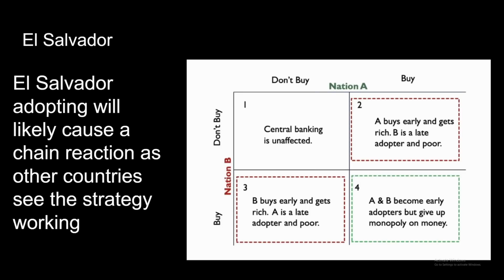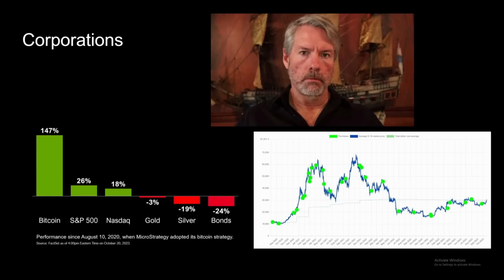Or the third option, which is both nations adopt early, and that would potentially be giving up their monopoly on the money, but overall, because they're adopting early and getting a very scarce and very valuable asset, that is the Nash equilibrium, and that is the most optimal strategy. And it's a very similar story with corporations.